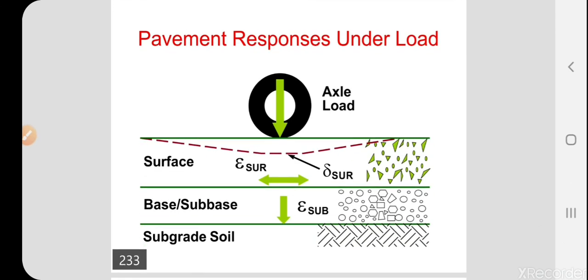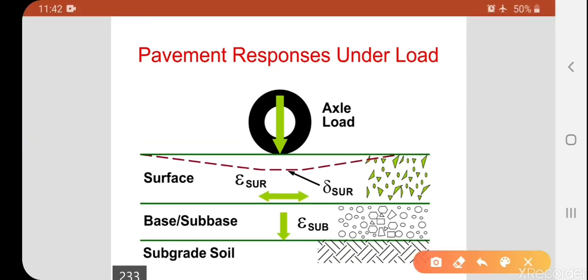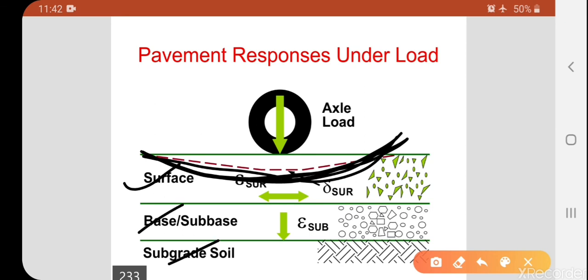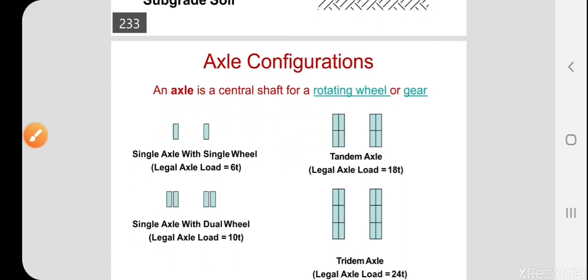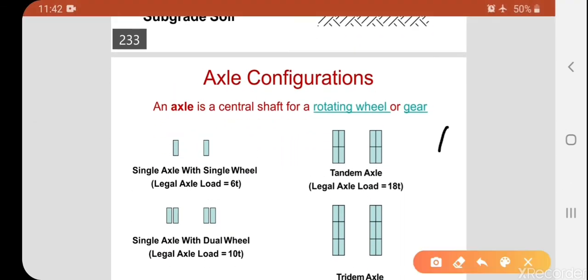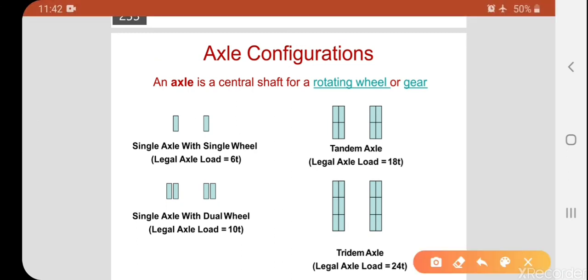Pavement response under the loading. As we already learned, in a flexible pavement, the load distribution will be like a parabolic curve, through surface, base course, and subgrade. Usually axial load is transferred from the bearing course to the subgrade. So this brief picture will give the idea of the types of axles, single axle, double axle, depending on the loads. Here an axle is a central shaft for a rotating wheel or gear.